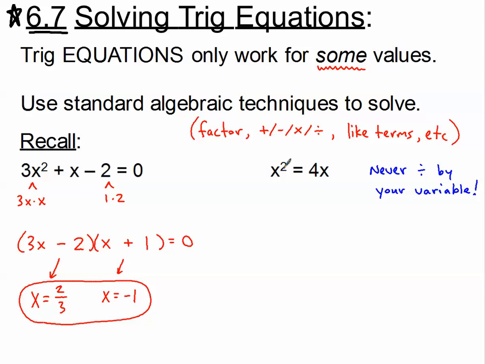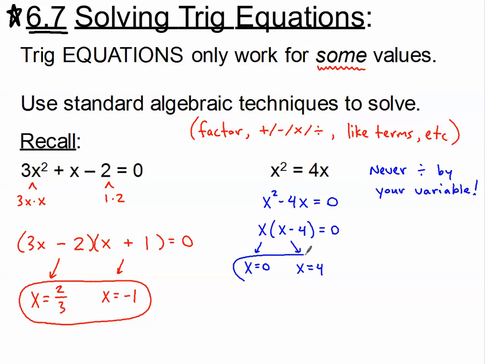This is quadratic. We should set it equal to 0 and factor. If I subtract the 4x, I'll have x squared minus 4x equals 0, and then I can see that there is a common factor that is shared. I can pull that factor out as a GCF and be left with x minus 4. And then that's the simplest way to factor something, just pulling out a GCF. Now I've got my two factors, x equals 0 and x equals 4.